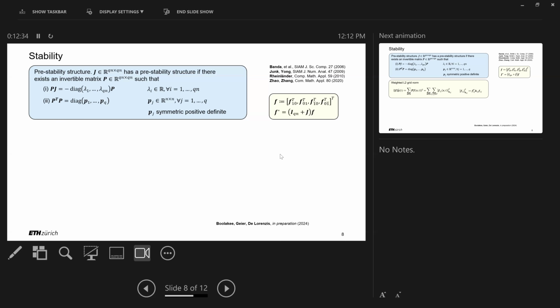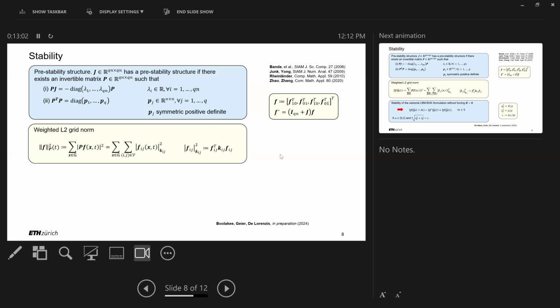This matrix J, which represents our collision operator, admits a so-called pre-stability structure if there exists a matrix P with these two properties, so that there exists a similarity transform, a diagonalization of our J matrix, and that P transpose P itself forms a block diagonal matrix with positive definite symmetric blocks. If we have such a P, we can define a weighted L2 grid norm.